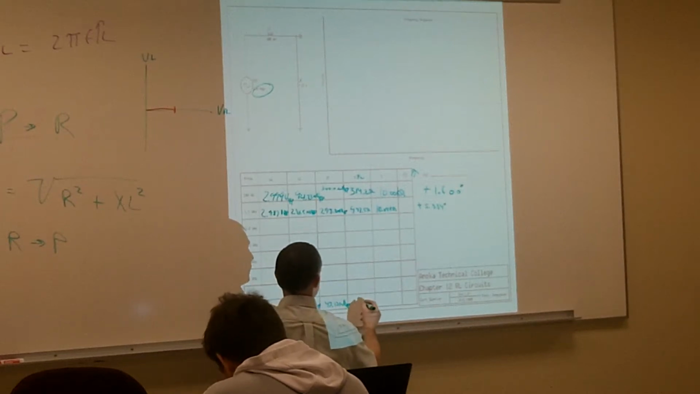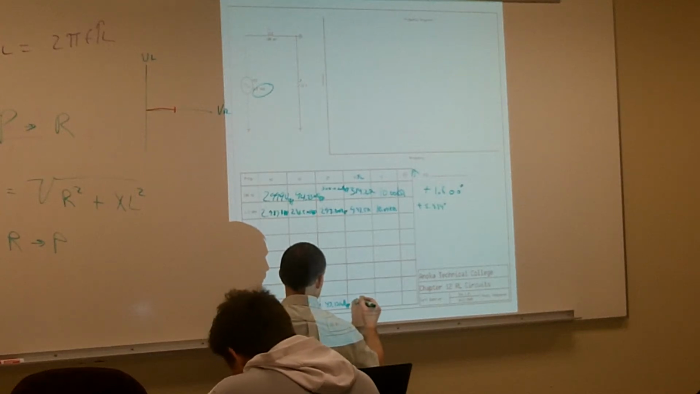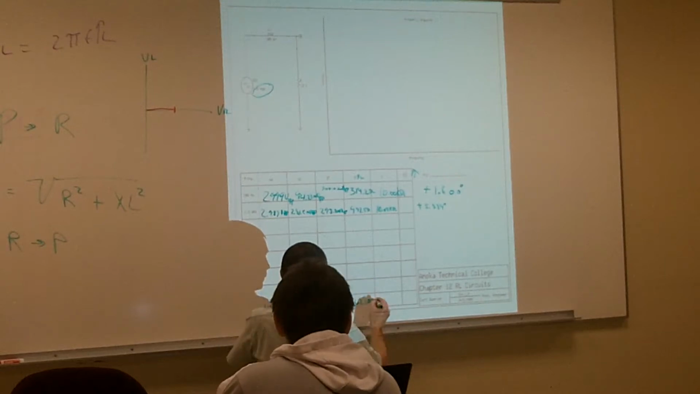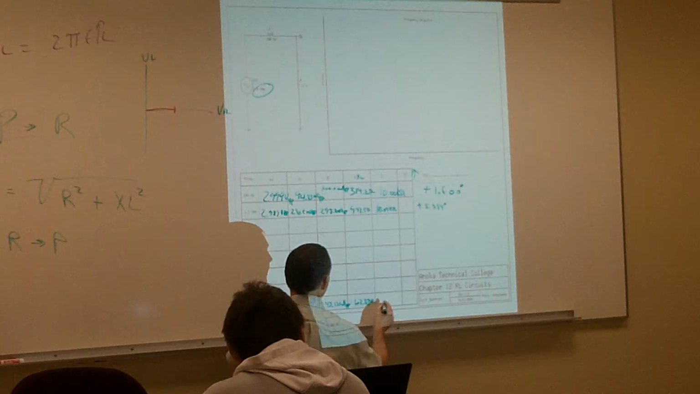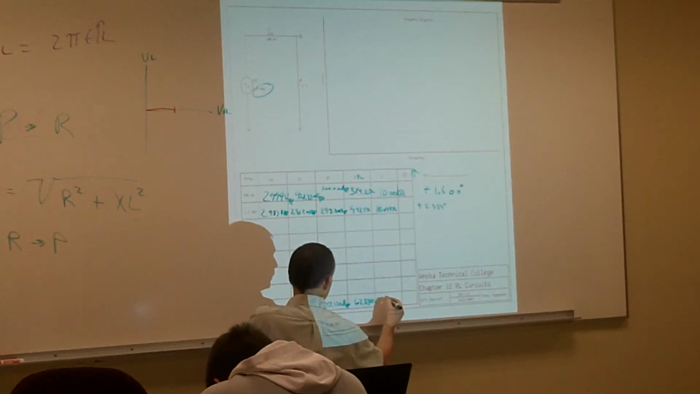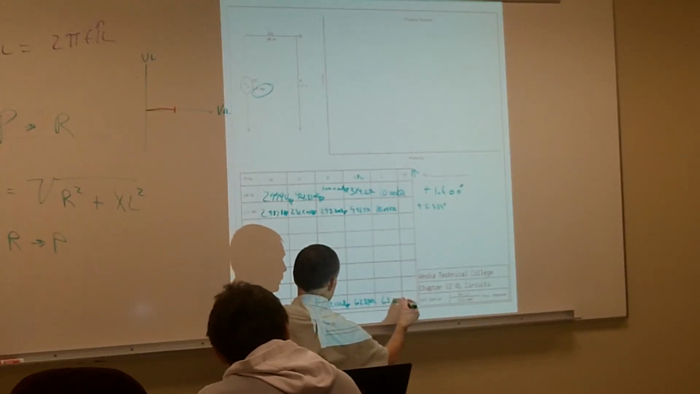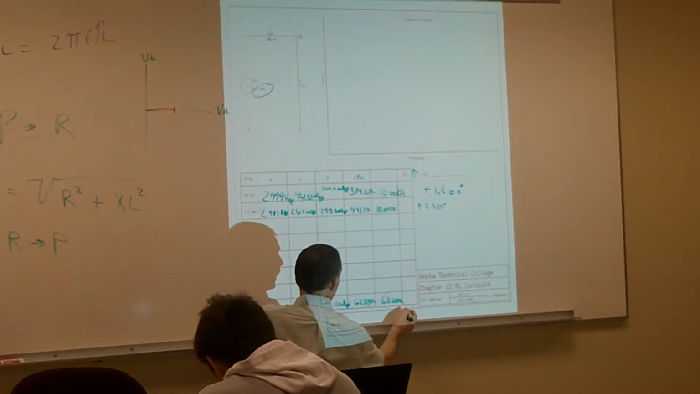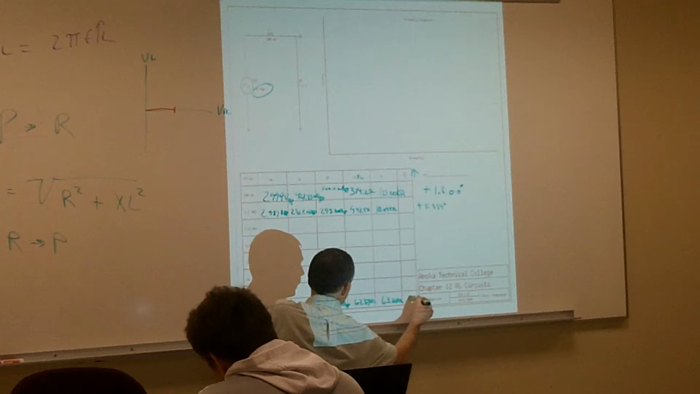Okay, and my X of L: 62.83 k ohms. And my impedance: 63.62 k ohms. Okay, and my angle: 80.96.